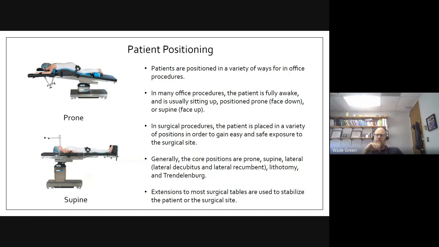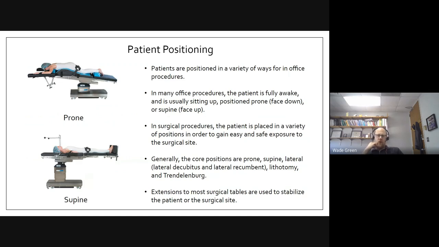As we'll see in the next slide, we generally have core positions. So supine, face up; prone, face down; lateral, which is lying on your side, and there are two different types, lateral decubitus and lateral recumbent. There is the lithotomy position, which I'll show you on the next slide, and then Trendelenburg.